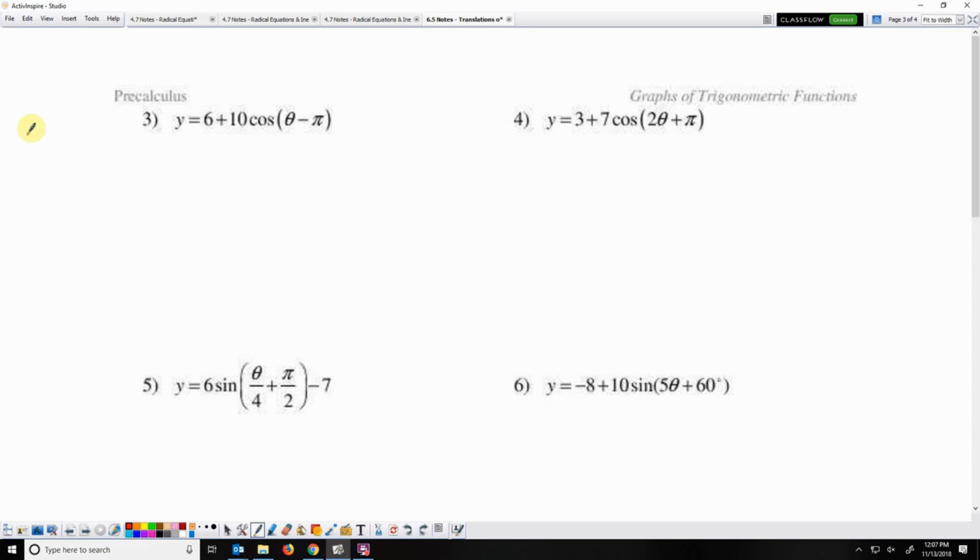All right, once again, we need the sinusoidal axis, the amplitude, the displacement, and B, so we can find the period. The sinusoidal axis here is 6. The amplitude is 10 times cosine. The amplitude is 10. Displacement, it's got a minus pi here. And that minus is inside the parentheses, so it's going to go right pi units. So the displacement is pi. B, there's nothing here after cosine. B is 1, which means the period, once again, is 2 pi over 1, or 2 pi.